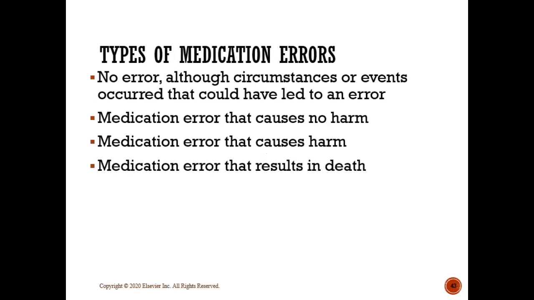So there are types of medication errors. One would be a no error, where all those circumstances or events occurred that could have led to an error, but it didn't happen. Now you also have the medication error that caused no harm, which would be your near miss. And then the medication error that causes harm, which is very unfortunate. And then you also have the medication error that results in death, right? That's pretty scary. But again, we want you to have the tools to hopefully prevent these errors from happening.